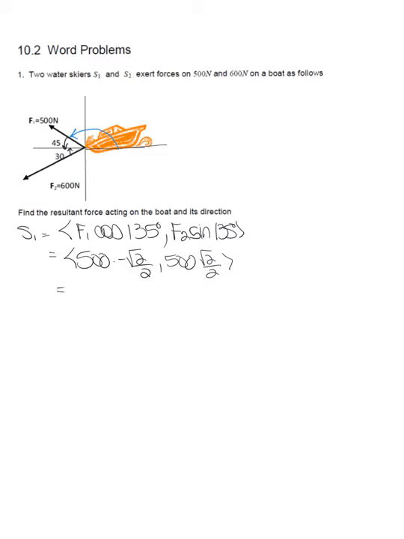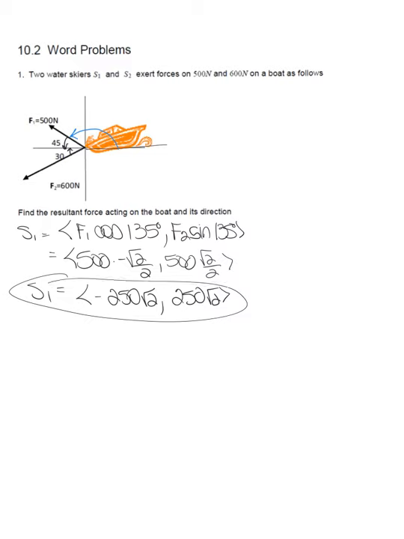But I don't need to, because this will cancel out nicely, and I get a negative 250 square root of 2 for the first component, and a positive 250 square root of 2 for the second. And that totally makes sense, because in order to write this vector, it would have to have its terminal point in the negative x direction and the positive y direction, and that makes total sense. Let's go ahead and do our second skier.